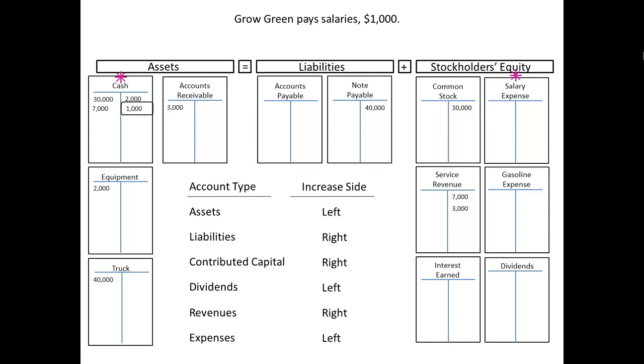the cash account. Now for salary expense, what type of account is it? Expense. What's the increase side for an expense? Left. Did the transaction cause salary expense to increase or decrease? Which way do expenses almost always go? Up. Since salary expense increased, we'll record the $1,000 on the increase side, that is the left side of the salary expense page. We have $1,000 on the left of the salary expense page, $1,000 on the right of the cash page. The equation is in balance.